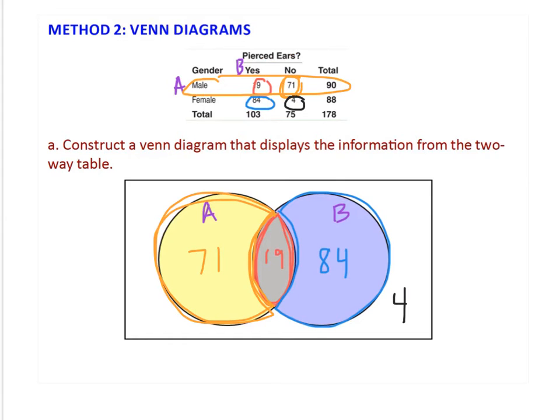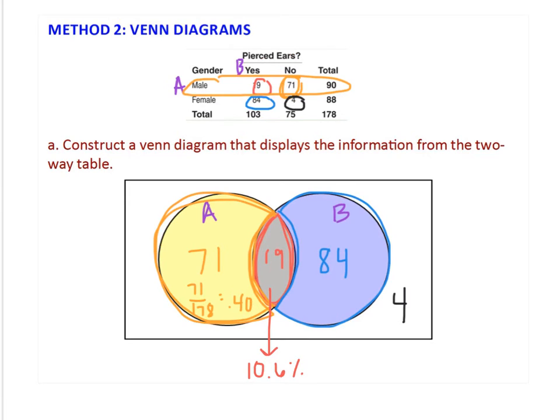So numbers in Venn diagrams are great, but we really want to do probabilities in there too. So in order to find the probability or to find that proportion, I could do 71 out of 178, and I get 0.3988 or 0.40. So 40% of people are males without their ears pierced. The overlap of 19, we said 19 out of 178, that was about 11% or 10.6%. So I can put that right here.